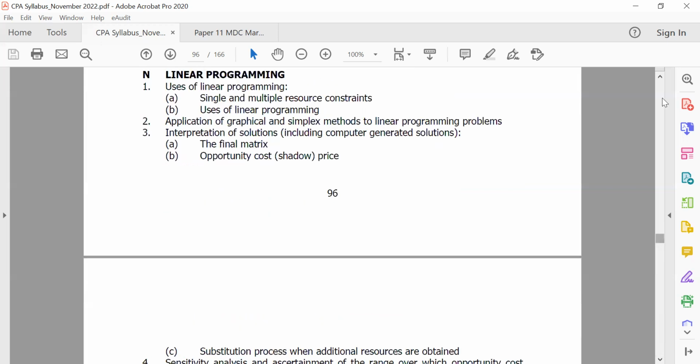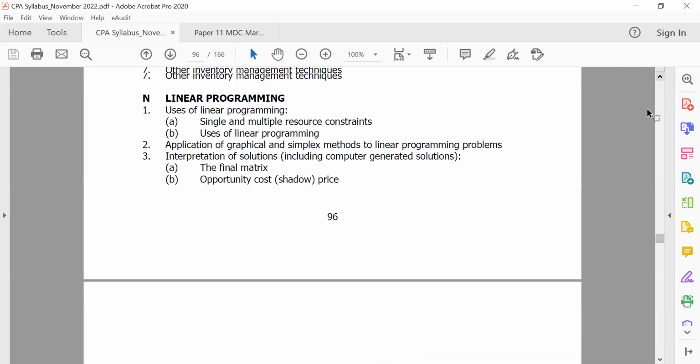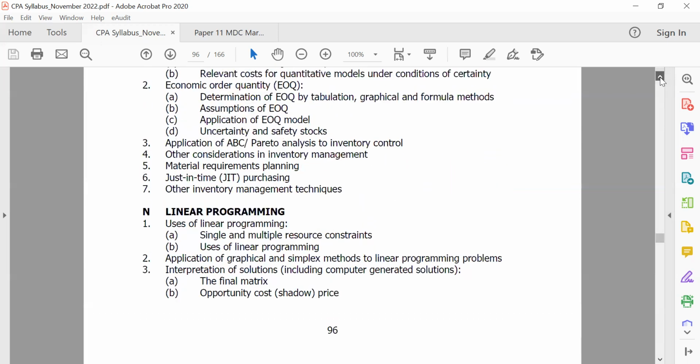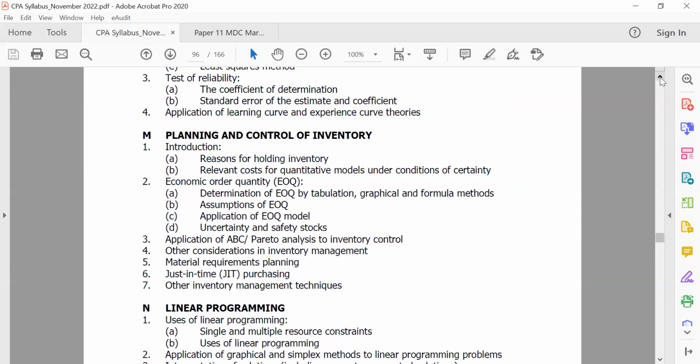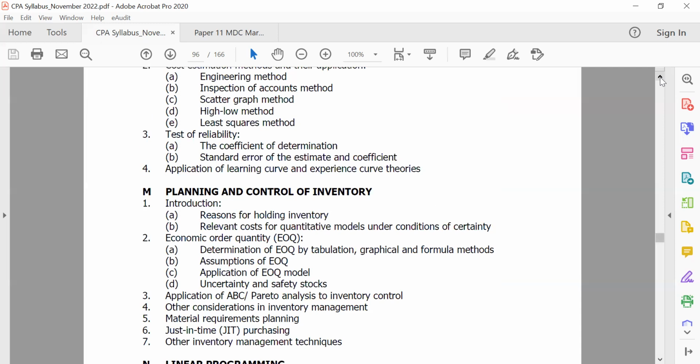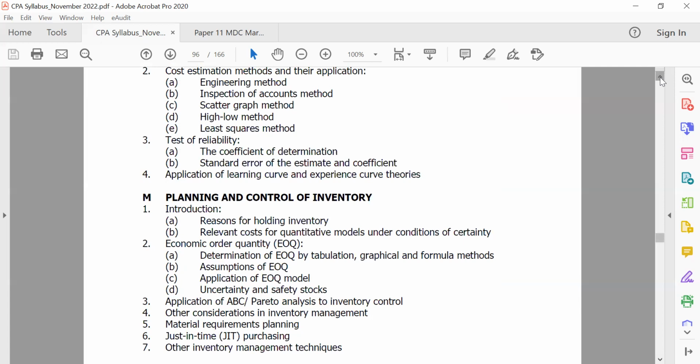And then the other topic is linear programming, which some of you did when you were doing quantitative techniques, but we shall go through it again. Then we have another topic on inventory planning. Inventory is a big factor in organizations, especially those that are into production, but even trading organizations that buy and sell, inventory is also very key. So we look at the different inventory models. Then there are cost estimation methods.